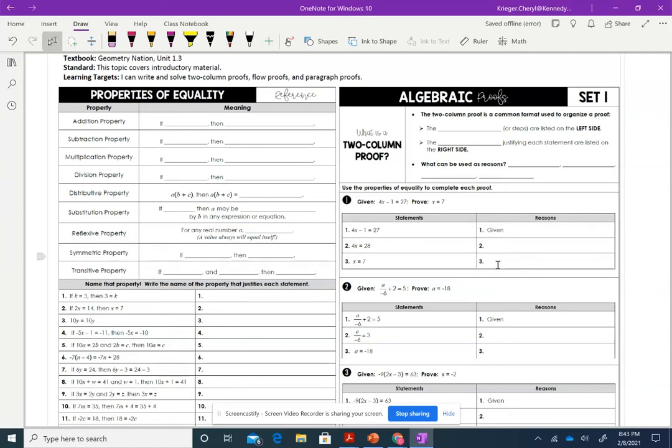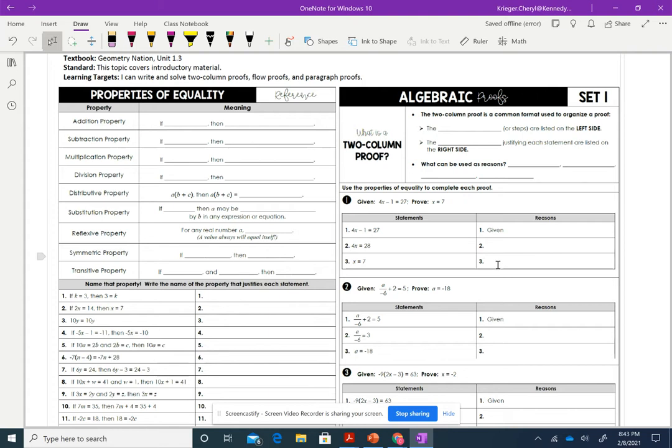Hey everyone, we are officially starting proofs. And we start with something that you already know. You have already done algebraic proofs in algebra. Obviously this is a little bit more involved, but it's just to get you ready for proofs in geometry. Okay, so properties of equality.